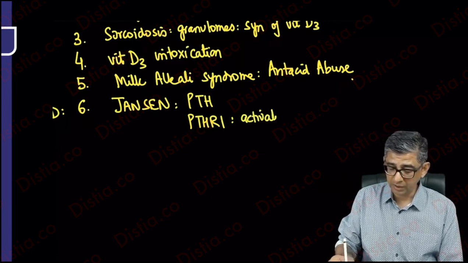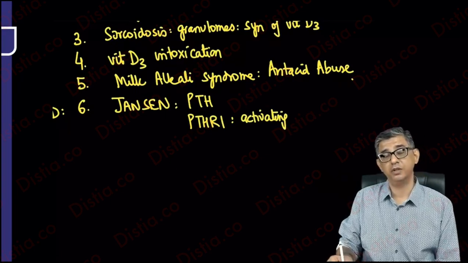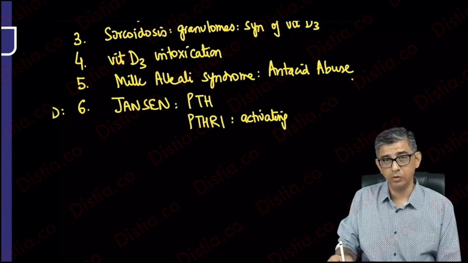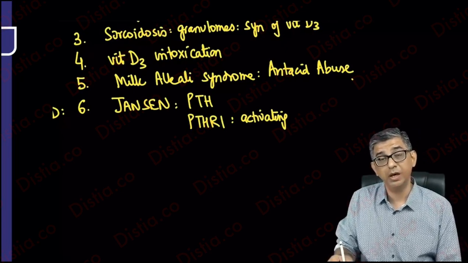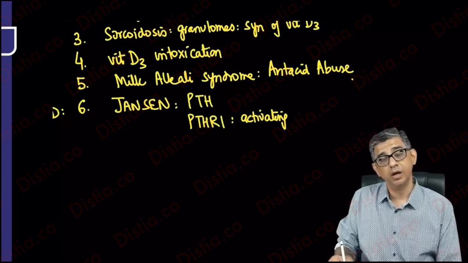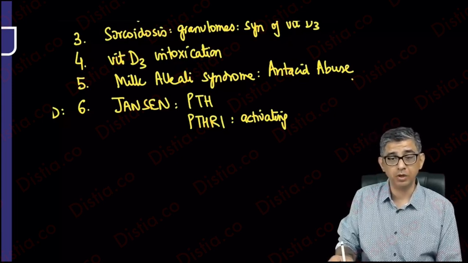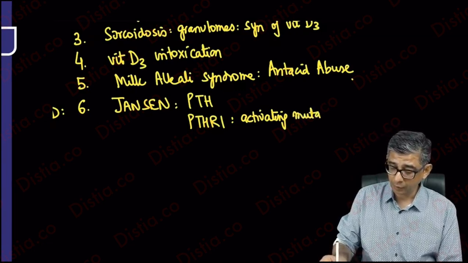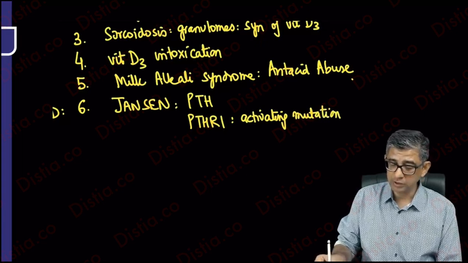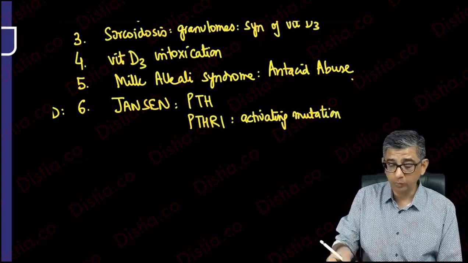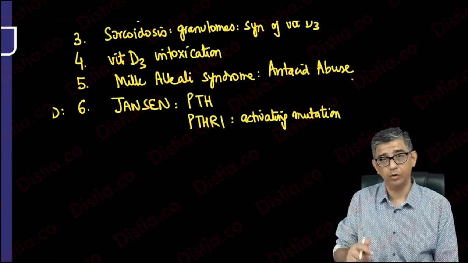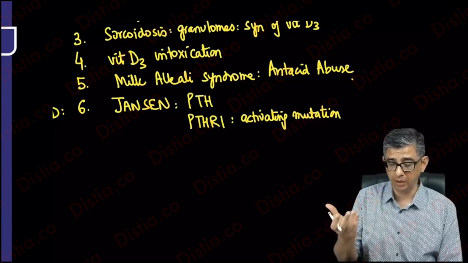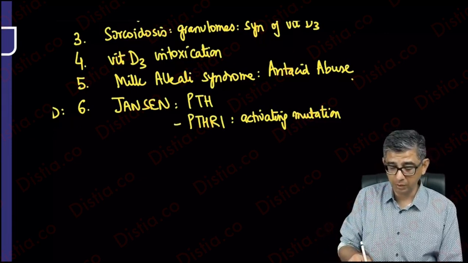I'll draw parallels here. If you've listened to my discussion on aldosterone, I've talked about Liddle syndrome. Liddle syndrome's problem is not aldosterone, but the receptor for aldosterone, ENaC, is working more than normal, and therefore there is more absorption of salt and water. Similarly, here there is an activating mutation of this particular PTH receptor. So even without PTH, the receptor is working. Normally the receptor has to be stimulated by a hormone and then it works, but here this receptor is working more than normal.